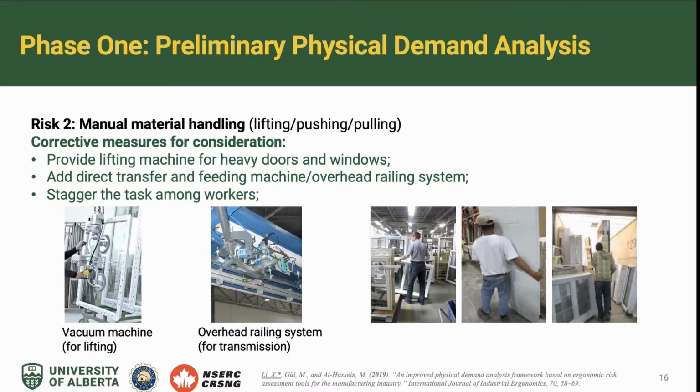Or the most easy way would be the last bullet point here, stagger the task among workers. So you alternate the tasks. You have the operators or workers in the facility. They can operate the task that would easily eliminate the risk in regards to manual material handling.